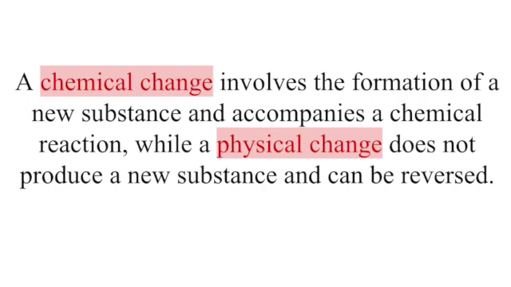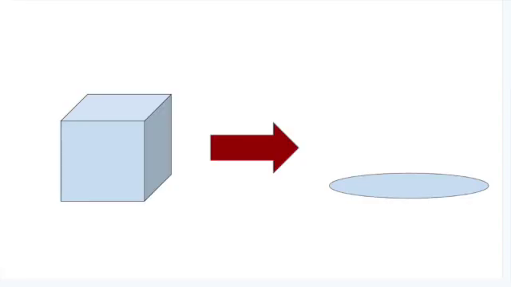Welcome. In this lab, we'll be learning about chemical and physical changes. A chemical change involves the formation of a new substance and accompanies a chemical reaction, while a physical change does not produce a new substance and can be reversed. It is important to note that phase changes are physical changes.